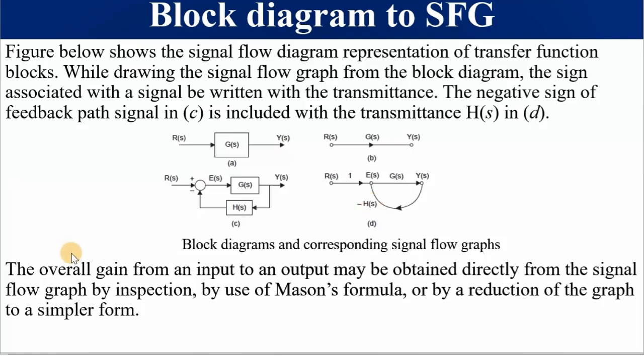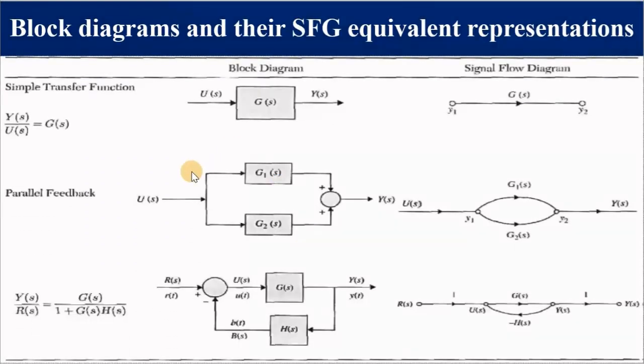Please take note. So we are saying the overall gain from the input to the output may be obtained directly from the SFG by inspection, or we are going to use Mason's gain formula. Or it can also be done by a reduction of the graph to a simpler form. So please take note of the literature. The negative sign of the feedback path in C is included with a transmittance of H. Please take note that this is the transfer function.